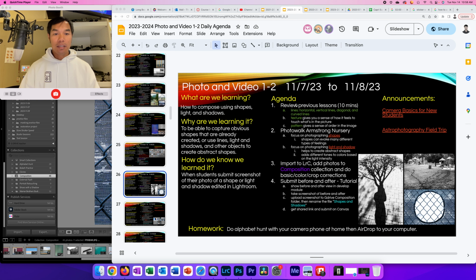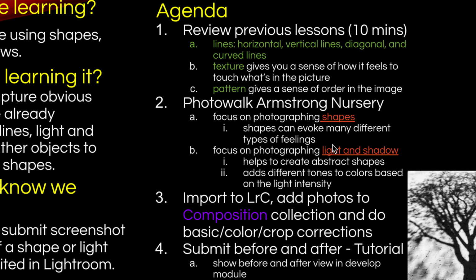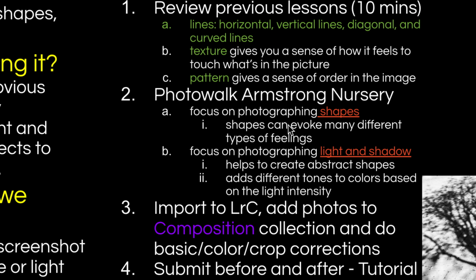So this is what we're going to be doing, is focusing on shapes. If you read here, it says shapes. Shapes can evoke many different types of feelings. There is no particular feeling because it can range. If you want to read more into it, click this link right here and read that. And then we're also focusing on capturing light and shadow, and light and shadow help to create abstract shapes and add different tones to colors based on the light and intensity.